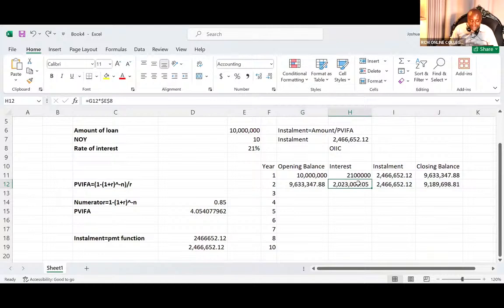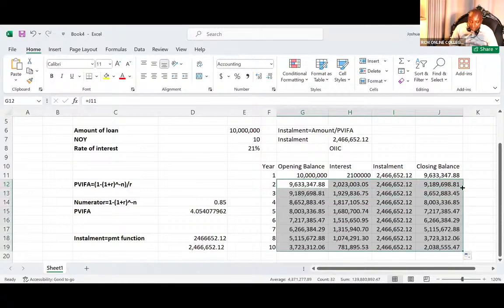G12 times E8. The installment is correct. And then we have, in this case here, G12 plus H12 minus this. What may have happened then? Let me try again, Control Shift. I'll have to repeat it. After all, some students have asked me to repeat this. No, something's not right. It's supposed to amortize to 0.